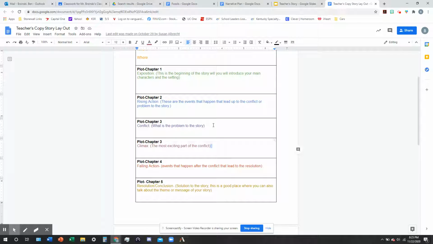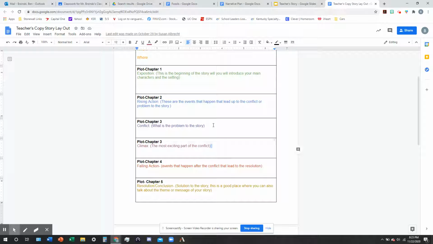This is probably my favorite part of narrative writing, right? So you get to tell me what the problem of your story is. What is the main character or characters facing in the story that they have to overcome? What's the issue? The problem that they're facing. And the climax is the most exciting part of the conflict.